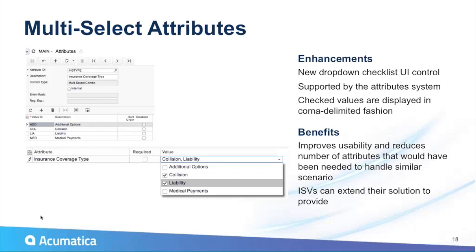Previously, the only way to handle a scenario like this one was to have separate attributes, which was not very convenient. So with this new drop-down checklist, you can have as many values as you want, and they will all be displayed in a single line. As well, this new UI control can be used by our ISVs and partners doing custom solutions with Acumatica, so they can also embed this UI control in their own solutions.